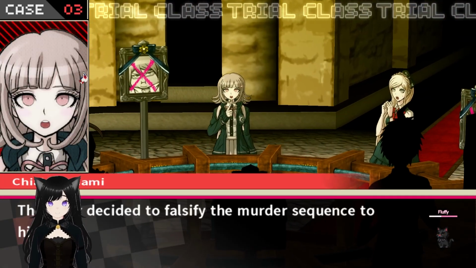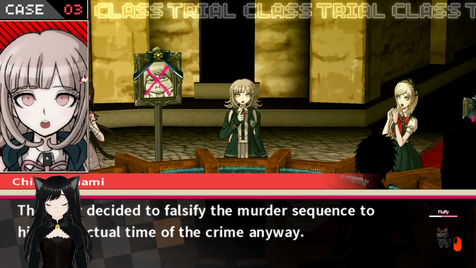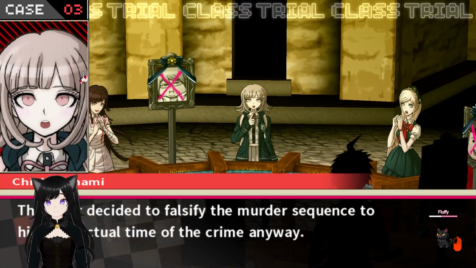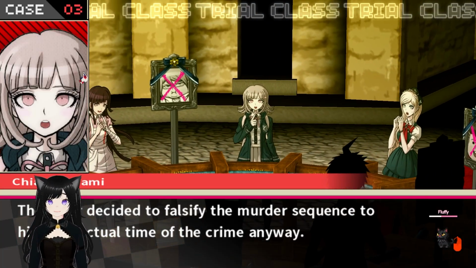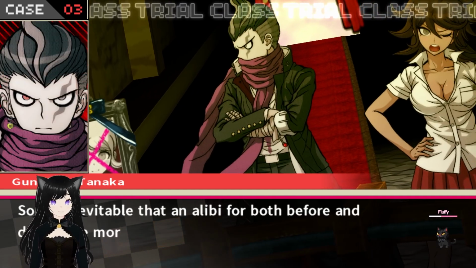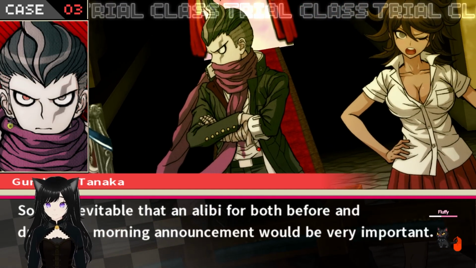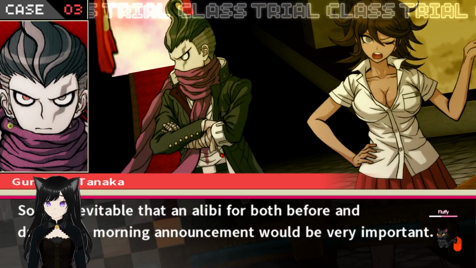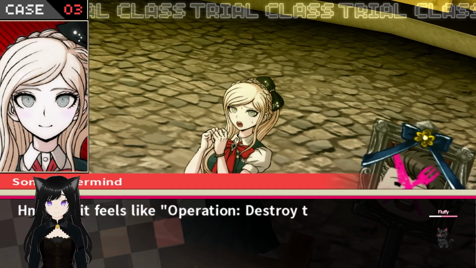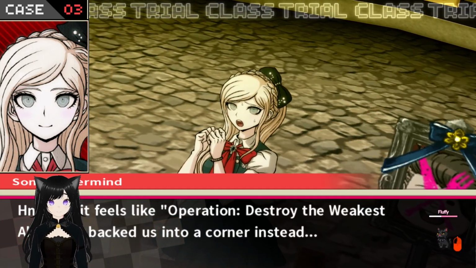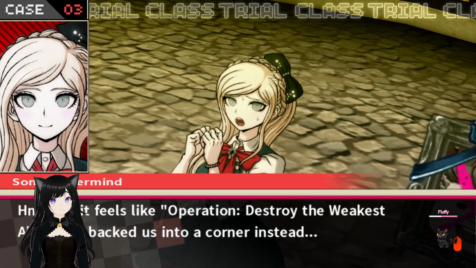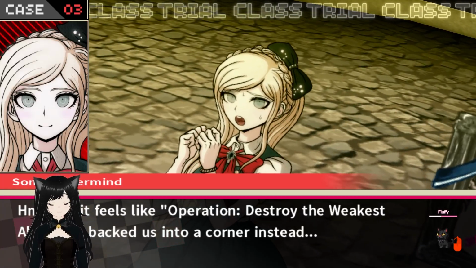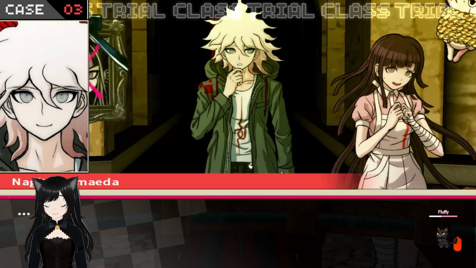The killer decided to falsify the murder sequence to hide the actual time of the crime anyway. Yeah, so we have Fuyuhiko and all the people at the motel as inevitable suspects. So an alibi for both before and during the morning announcement would be very important. Right? It feels like Operation Destroy the Weakest Alibi has backed us into a corner instead. Yeah? Well, we gotta figure this out.